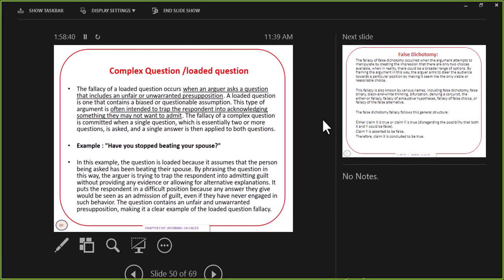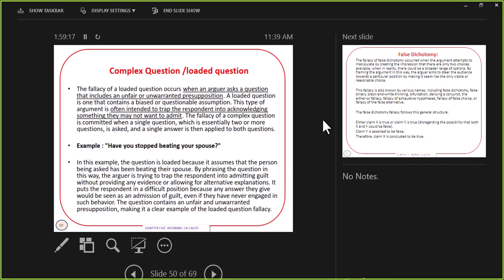The purpose of posing such a question is what? Trapping the respondent into acknowledging something that he or she might not want to admit to having been involved in, in that particular question being asked. Right? The aim is what? To trap, not allowing others to explain their ideas, but trapping the respondent into admitting without their disposition.